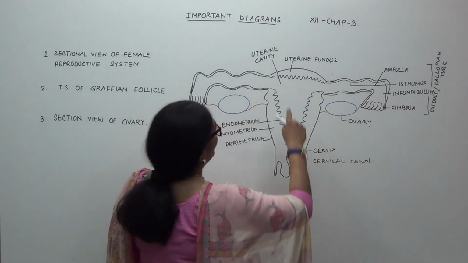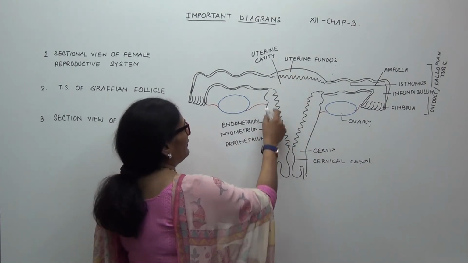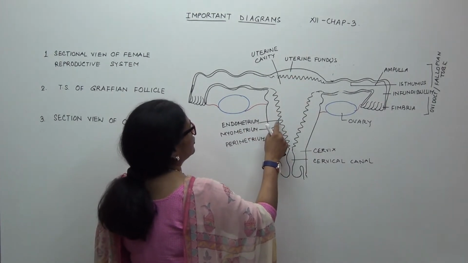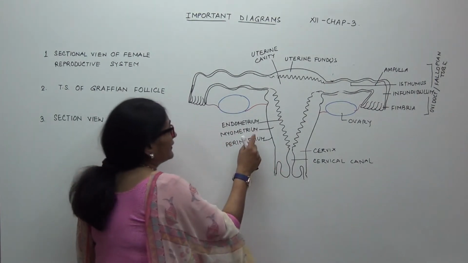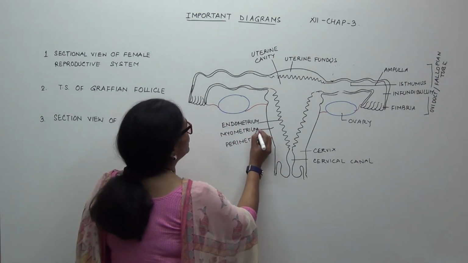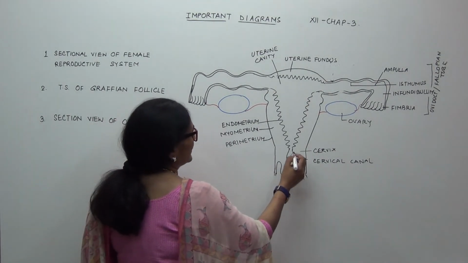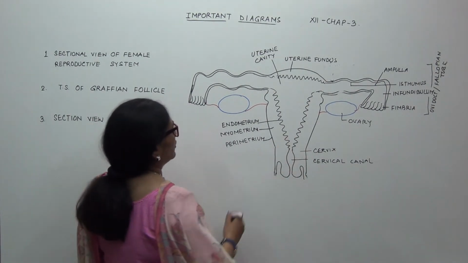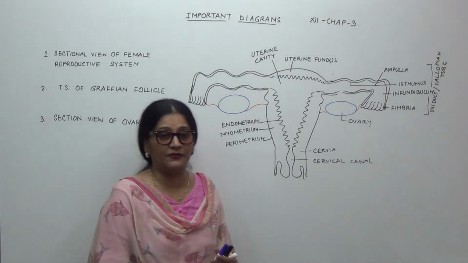Now this is the ovary, this is the uterine fundus, that is the wall, this is the uterine cavity, and the wall of the uterus is basically divided into endometrium, the innermost, which actually changes during the menstrual cycle. Then this is the myometrium, this is the one which contracts and actually leads to parturition, and this is perimetrium, which is protective in function. This is the cervix and this is the cervical canal, which along with vagina forms the birth canal. Right, so here I have completed the first diagram.